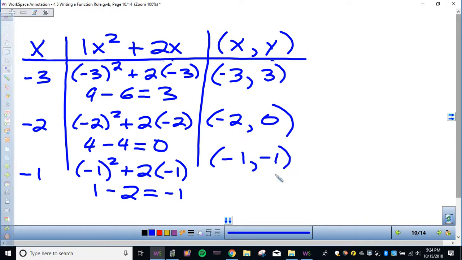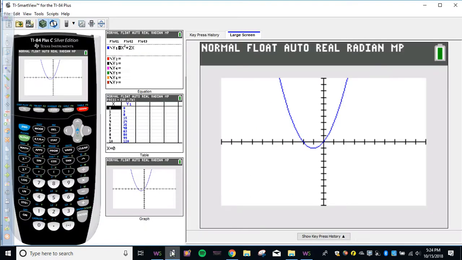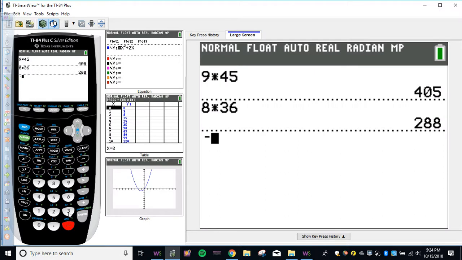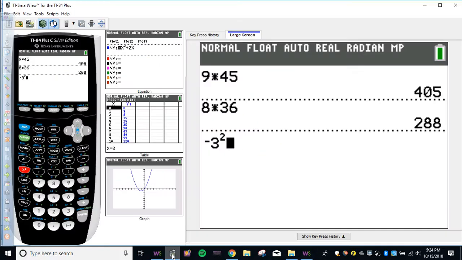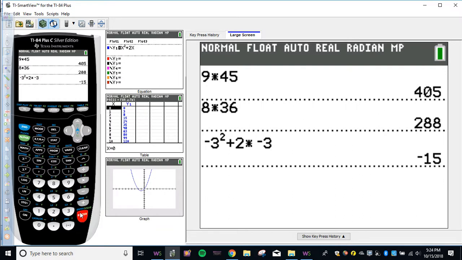Really important. I just want to show you on the graphing calculator what happens. We'll plug this one in using parentheses versus not using parentheses. So we'll show you the incorrect way first. -3 squared plus 2 times -3. Incorrect answer, -15.